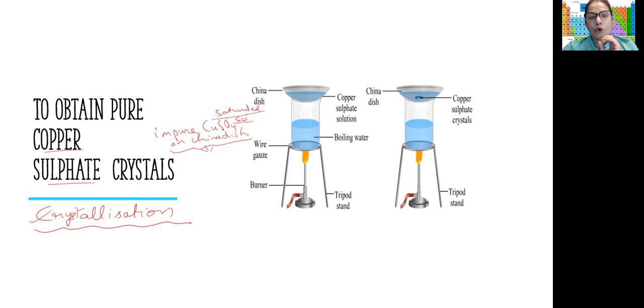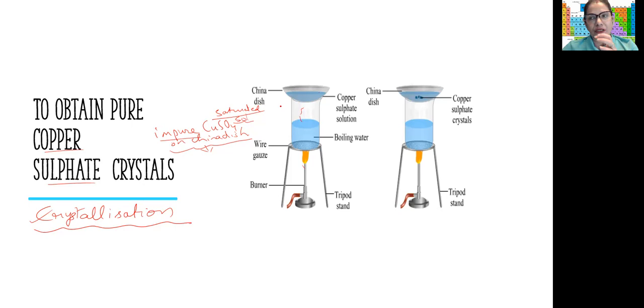Okay, the copper sulfate solution which we are taking, the impure copper sulfate solution, is saturated. That means it has a lot of copper sulfate in it. So we take this impure copper sulfate solution in this china dish, and then the water is heated. What happens with this steam?